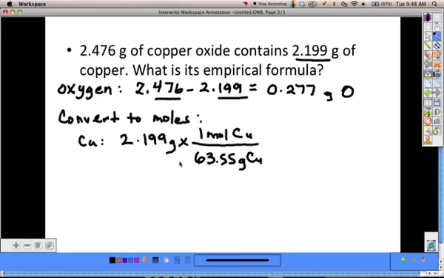Wait, why isn't it 546? Because the periodic table that I was looking at didn't have precise enough numbers. So I'm just rolling with what I got. Thank you. Yeah, the one that we have in this room is much more precise than the one that I had previously. Okay, which unit cancels out? Grams, absolutely. I'm going to be left with moles of Cu, which is good because that's what I'm looking for. So I take 2.199 divided by 63.55. I'm going to have 4 significant figures. What do we get?